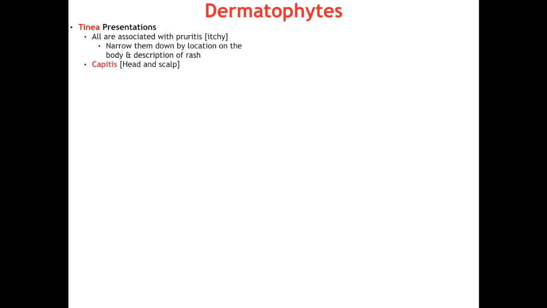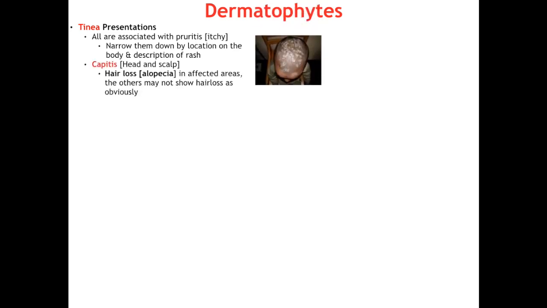First up, we have tinea capitis, which occurs on the head and scalp. It's associated with hair loss in the affected areas, which differs from the rest because those are typically not found in parts of the body that have any hair. It's very common amongst wrestlers and other athletes. Otherwise, it happens mostly in kids and boys more than girls.